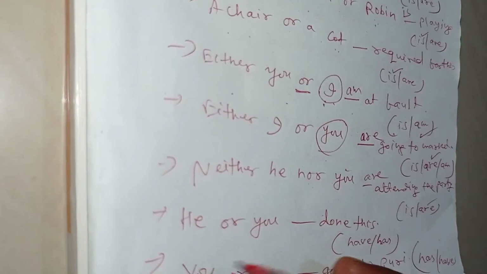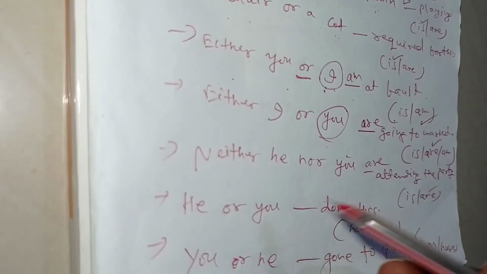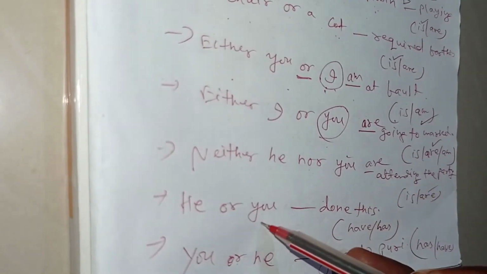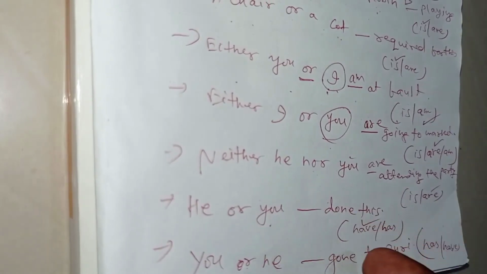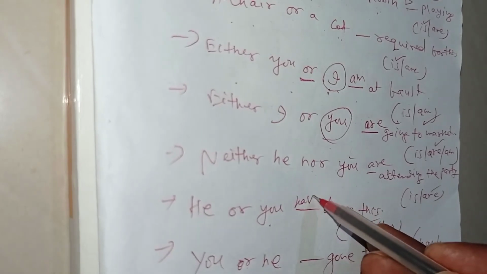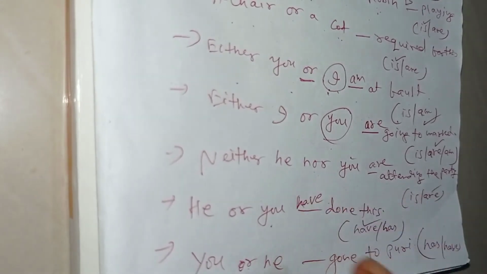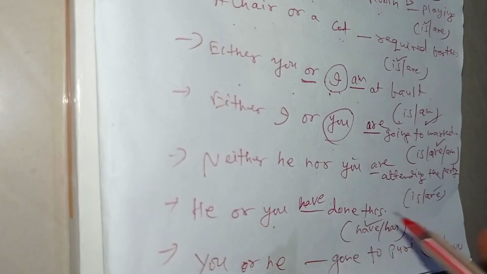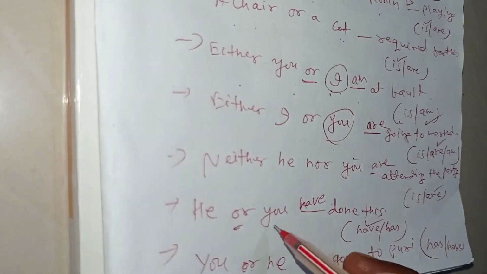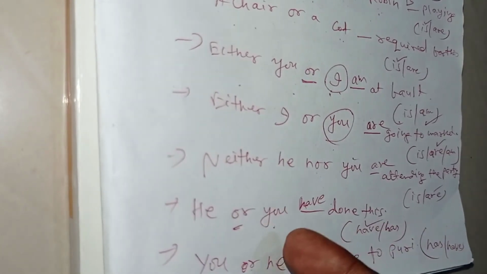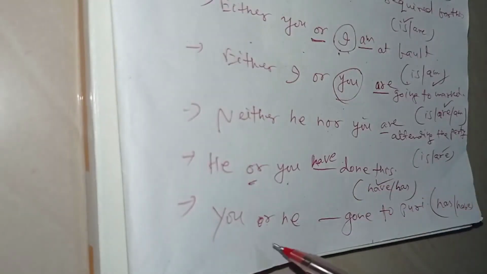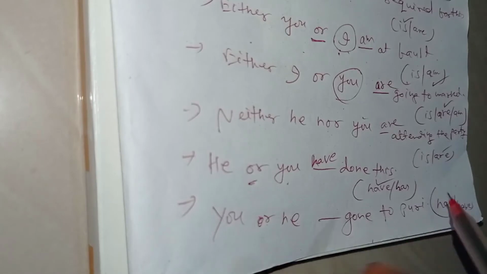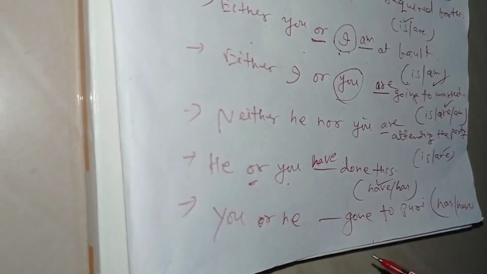Like this, he or you dash on this. He or you. So after you, what should be the verb? Have or has? Easily you can know this. Have will be applicable here, not has, because after or there is the subject you. So you is naturally followed by have. So have is correct here. Similarly, you or he dash gone to Puri. The sentence is in present perfect tense, you remember. So after he, the verb must be has.